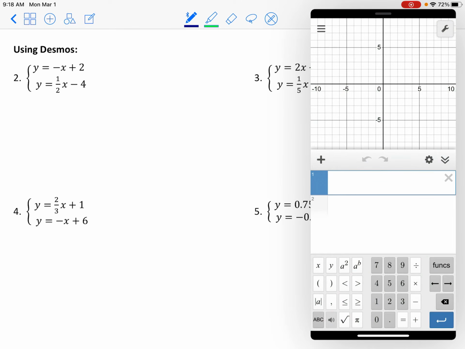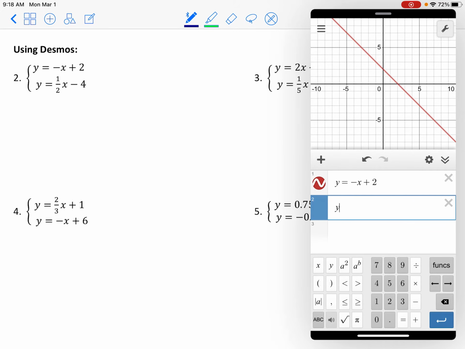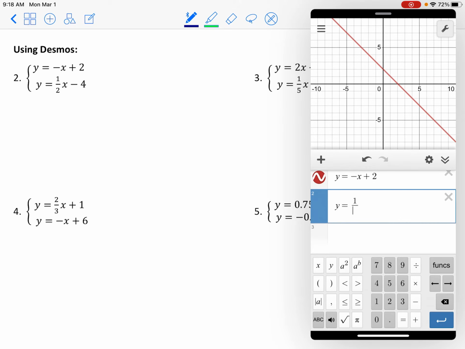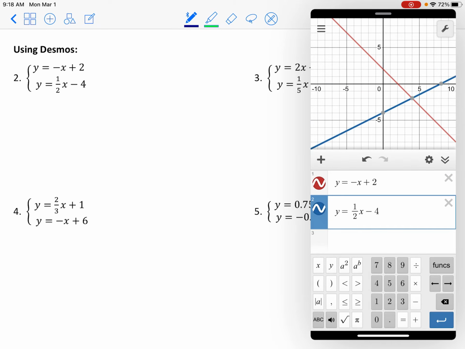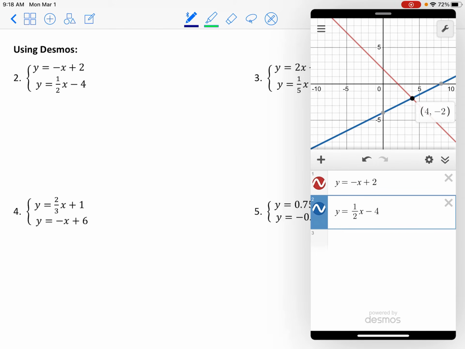Okay, so we're just going to type each equation in. So let's go with y equals negative x plus 2. And let's go into a separate line to put in the next equation. y equals 1/2 x minus 4. And you can see it's graphed both lines, and then just simply tapping on the point of intersection shows me the solution. So I can see from Desmos here that I have a solution at (4, -2).